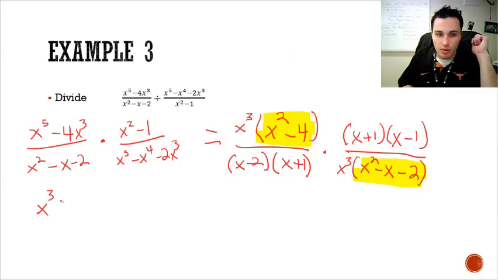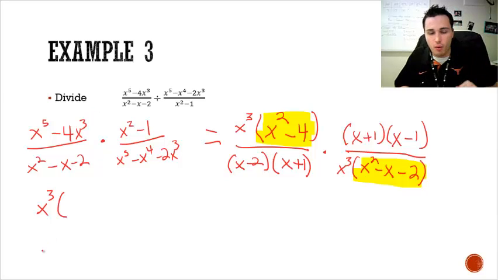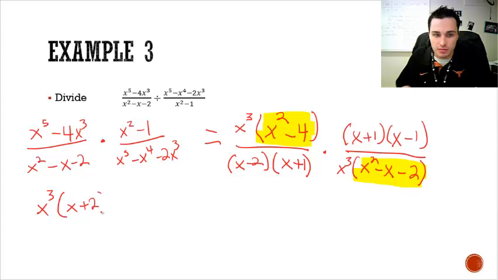I still have the x cubed, but now x squared minus 4 becomes x plus 2, x minus 2. That's your difference of squares technique. Nothing changed on the bottom.